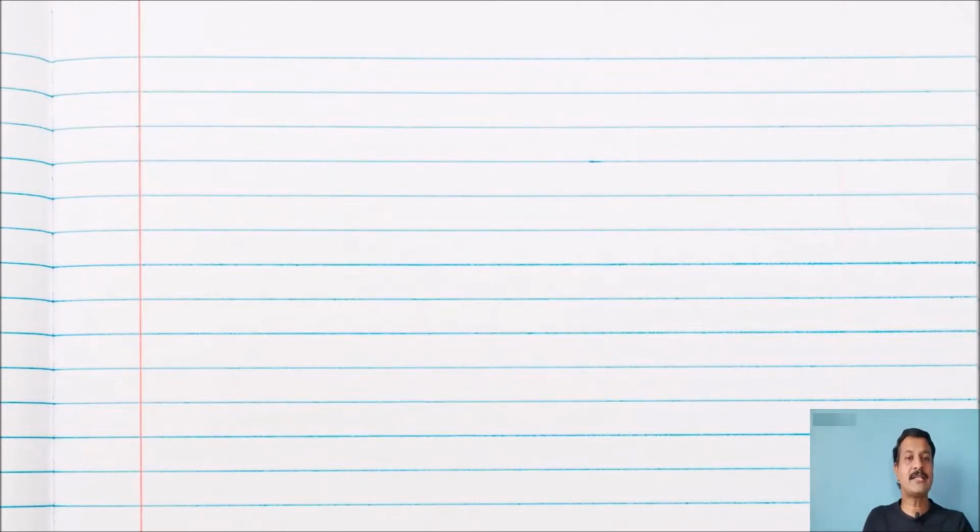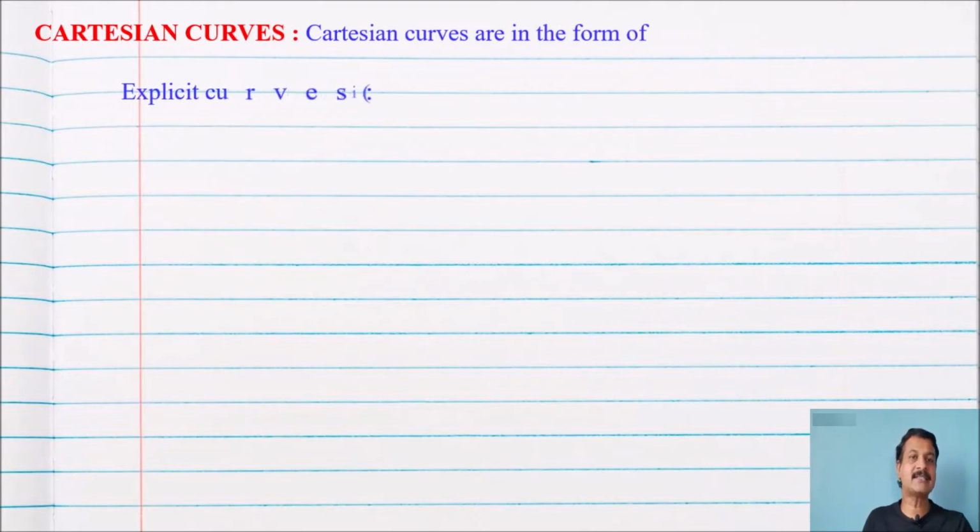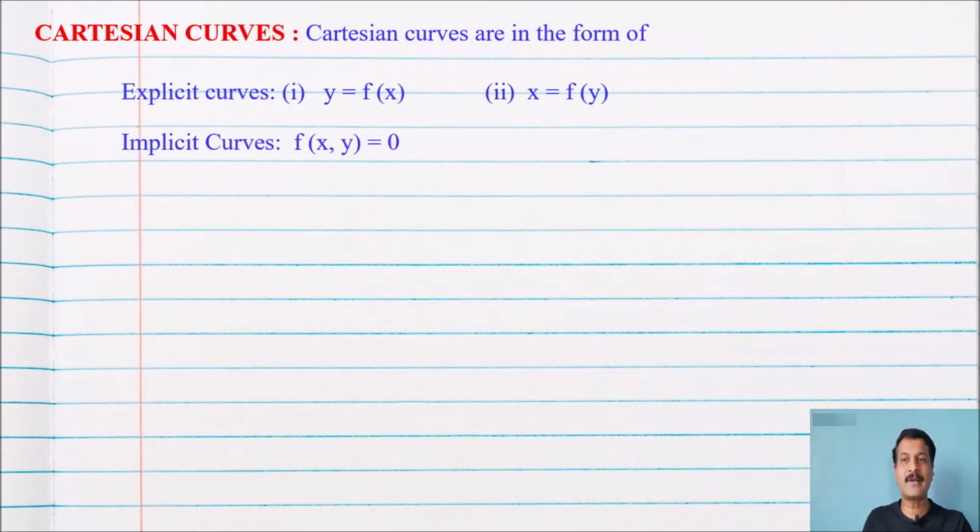So in this curve tracing topic, we have to study Cartesian curves, polar curves and parametric curves. One by one, let's see. Here the Cartesian curve, you know Cartesian means it contains x and y. There are two different types of Cartesian curve, that is the explicit equation and the implicit equation. Explicit curves are y equal to f of x, or you can write x equal to f of y, and implicit curve means f of x, y equal to 0.